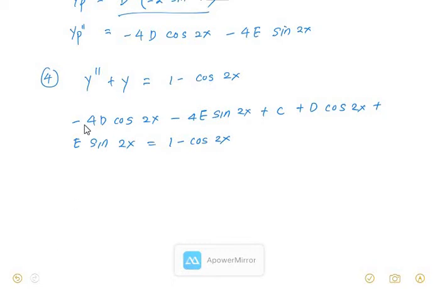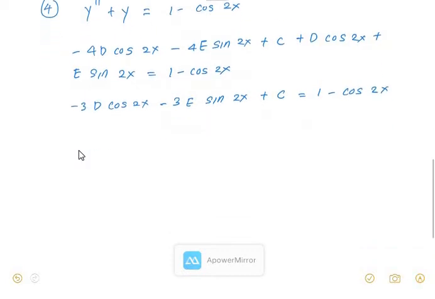So if you look at here, this is negative 4d cos 2x. Here also d cos 2x. So we can simplify negative 4 plus 1. So you get negative 3d cos 2x. And also we can simplify negative 4e sin 2x with the e sin 2x. So negative 4 plus 1, you get negative 3. So negative 3e sin 2x. Then plus c equal to 1 minus cos 2x.